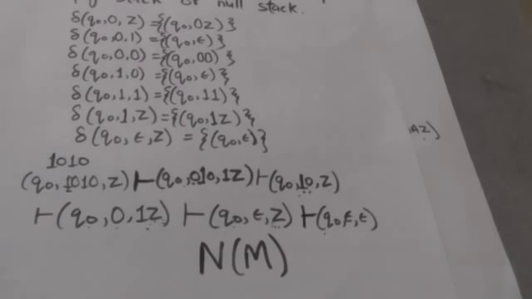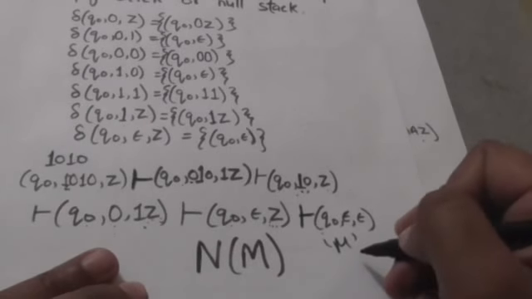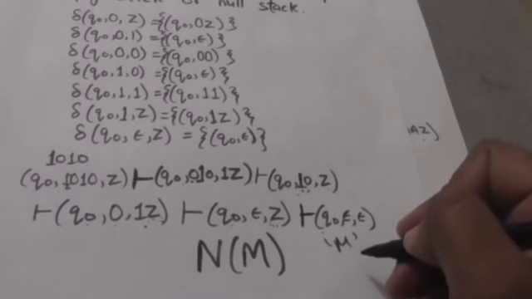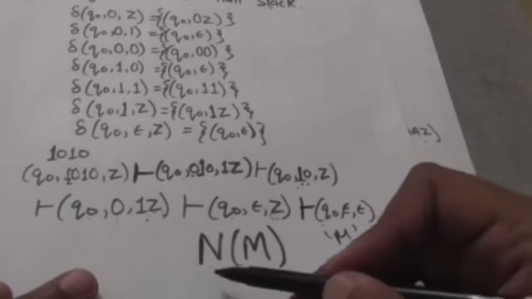Now the set of all strings accepted by pushdown automata M by empty stack is the language accepted by empty stack by pushdown automata M, and it is usually denoted by this way, N(M).